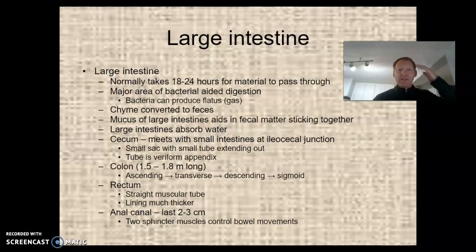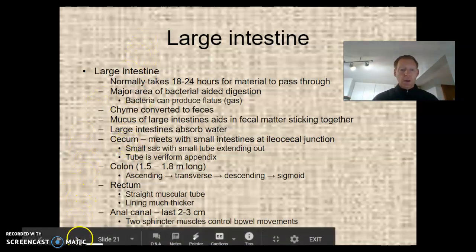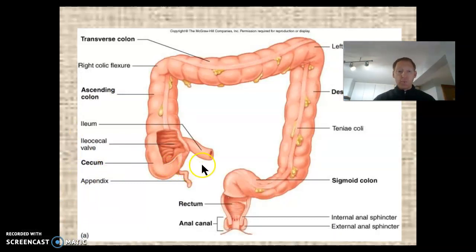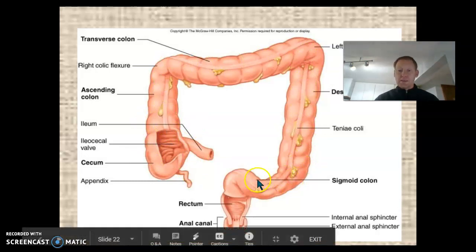And then the rectum is the second to last part. It's a straight muscular tube and has a much thicker lining. Then the anal canal is simply the last part where you have 2 sphincter muscles that control bowel movements. There is the nice little picture. We have our cecum, ascending colon, transverse, descending colon, sigmoid colon, rectum, and anal canal.